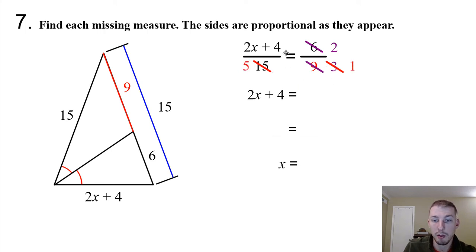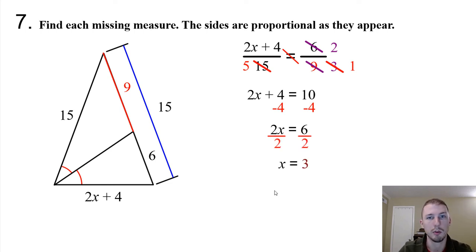Yep. All right, so now when I cross multiply, again, it's going to be 1 times 2x plus 4, which is 2x plus 4, and 2 times 5 is 10. So subtract 4 from both sides, 2x is equal to 6, and then divide by 2, leaving us with x is equal to 3. So very similar to the last one we did, really.